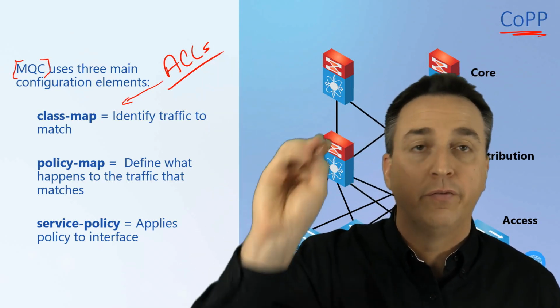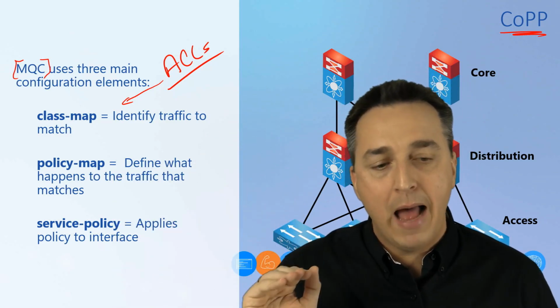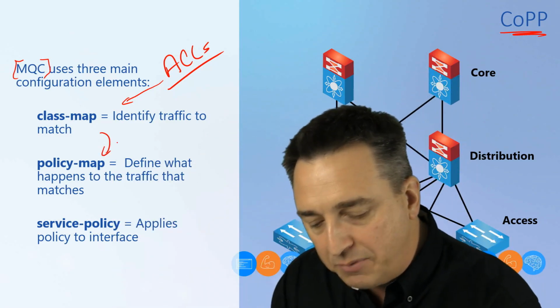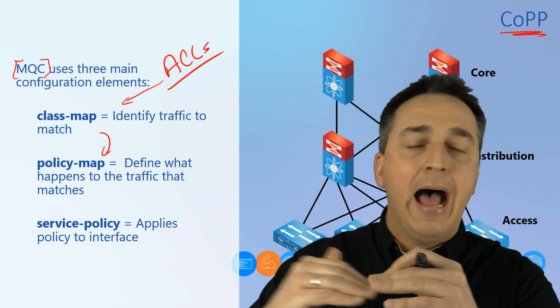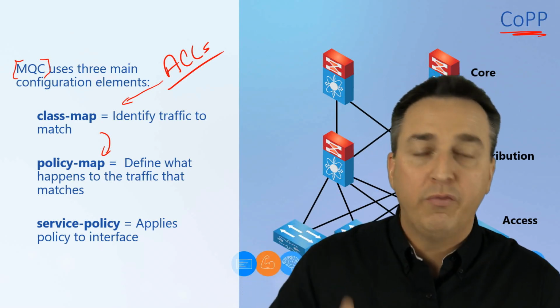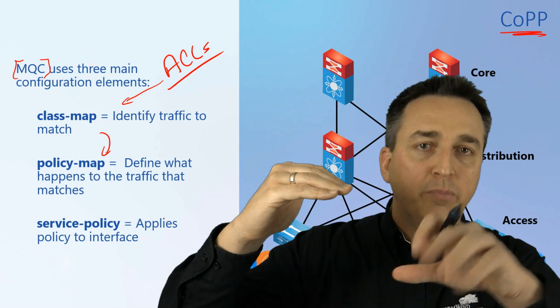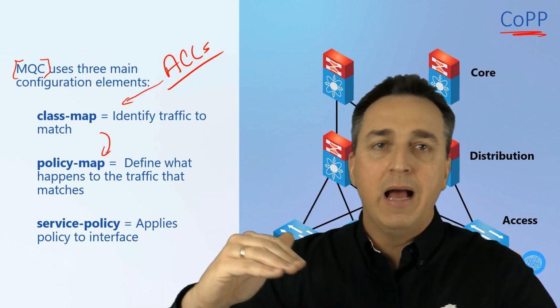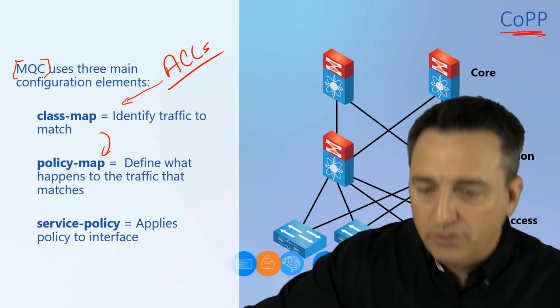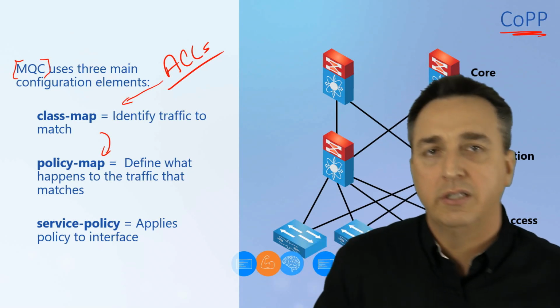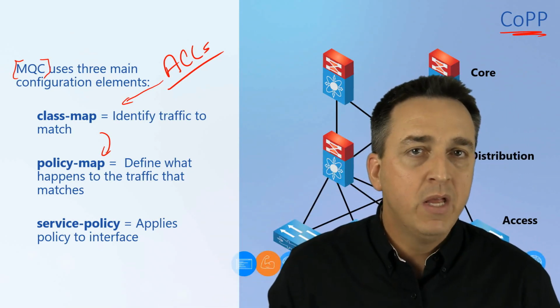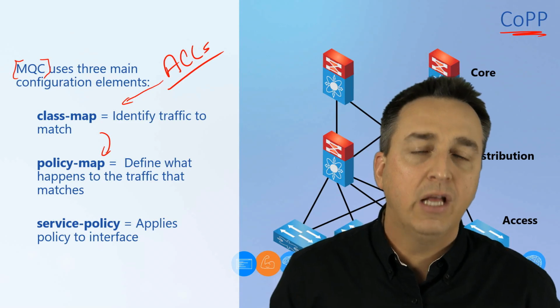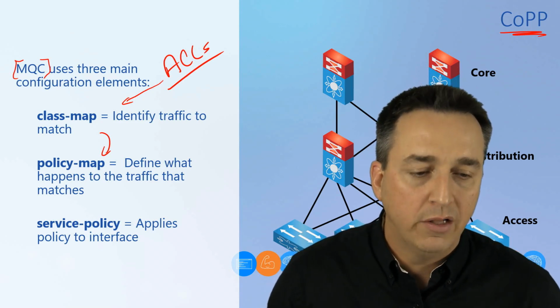So we're going to create the ACL first, embed that in the class map, and then we embed class maps inside of a policy map. The policy map is where we define what happens to the traffic that matches. So if you match this class map, I want you to police it this way. If you match this other class map, I want you to police it that way. So we're going to have one policy map with all the different class maps specified and then define the action we want to take on that traffic inside the policy map.